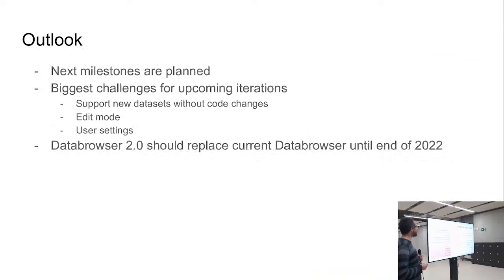Outlook, the next milestones are planned. So we have, I think, a rather good idea of what is happening next. There are some challenges upcoming in the next iterations, one being the support for new datasets without code change. This will be quite a big challenge. Then the edit mode will be a challenge. At first it may seem simple, just show the fields, change them and save it, but there's some tricky stuff going on there. Then user settings, so a user should be able to adjust the view to their needs.